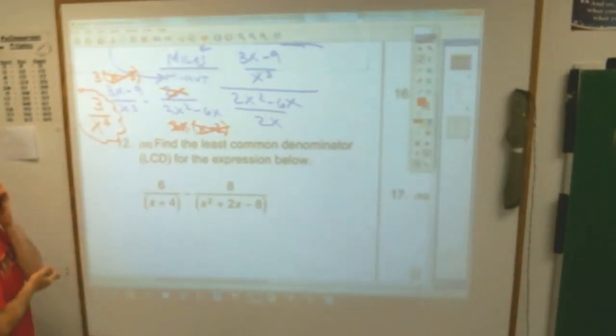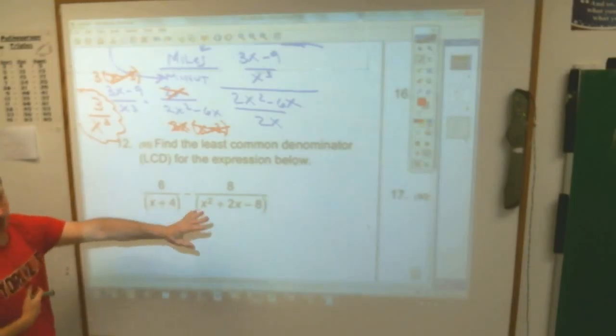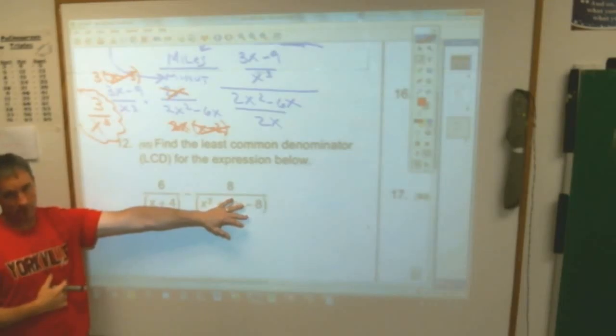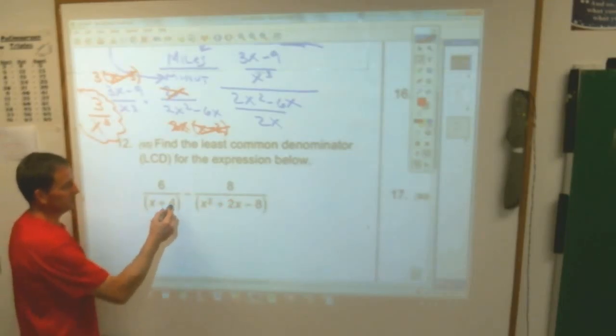Find the least common denominator. Oh, they don't ask you to add these together. They just ask you to find the least common denominator. Okay. Now all you have to do is look at these bottoms.